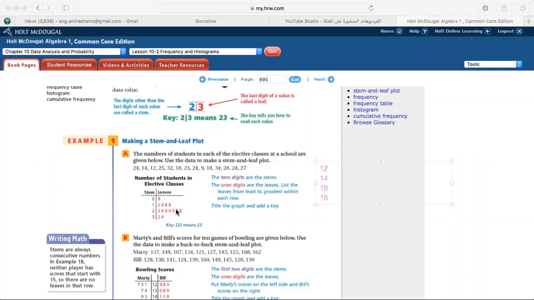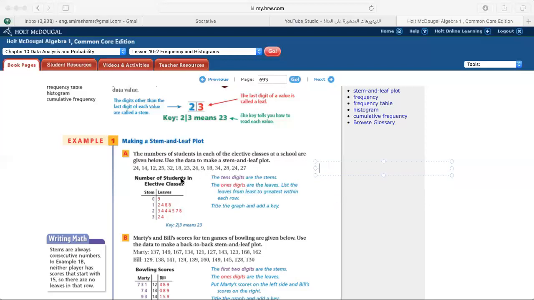You will tell me, but you didn't put only the last digit or one digit in the leaves. No, I put the last digit of 12 in the leaves, and I put the last digit of 14 in the leaves, and I put the last digit of 18 in the leaves, and I put the last digit of 18 in the leaves, and I collect all the group that has 1 in the tens place in one group here. So the stem here has 1, and the leaves here has 2, 4, 8, 8. Okay.